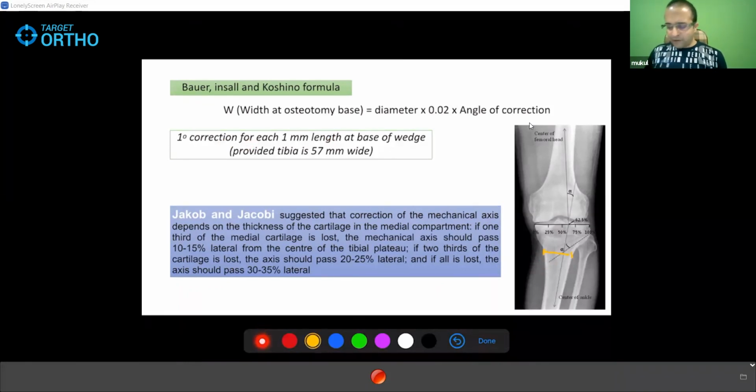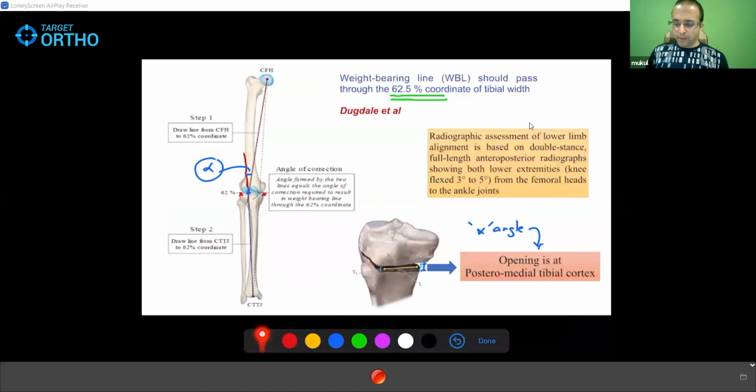There are some other recommendations also, like Jacob and Jacobi. वो क्या कहते हैं कि ये जो कार्टिलेज लॉस है मीडियल साइड का, ये डिसाइड करेगा कि हमारी मैकेनिकल एक्सेस कहाँ जाएगी. हर केस में 62.5% नहीं लेना. ज्यादा कार्टिलेज लॉस है तो और लेटरल ले जाओ, और लेटरल ले जाओ. These kind of things, leave it. Just remember that this is how you calculate the alpha angle. 62.5% coordinate पे line लेके आनी है.